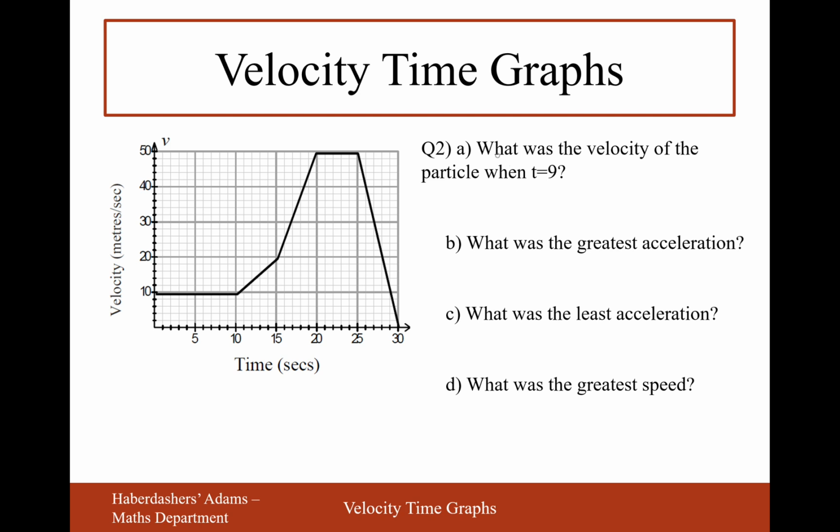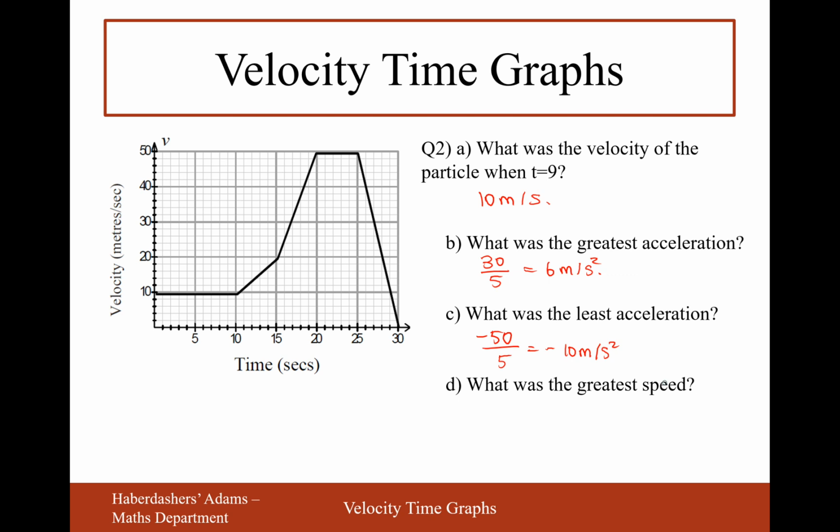Okay, so part A, what was the velocity when the particle was at t=9? At 9 seconds, the speed was 10 meters per second. What was the greatest acceleration? Would probably be in this section from here to here. So 20 up to 50 would be 30, divided by 5 seconds, so that would be 6 meters per second squared. What was the least acceleration? Well, the least acceleration would either be 0, but actually it could be the negative part here, from 50 down to 0, so that would be taking away 50, over the course of 5 seconds, so that would be minus 10 meters per second squared.